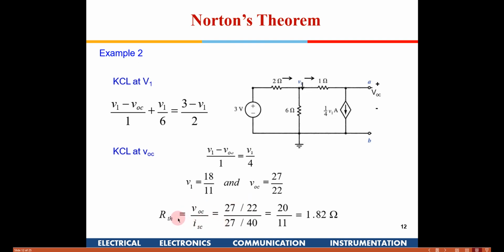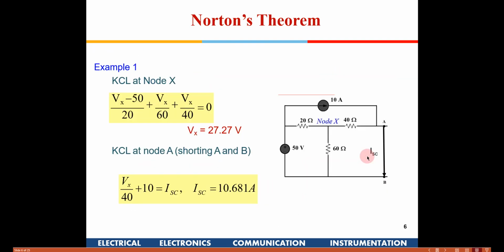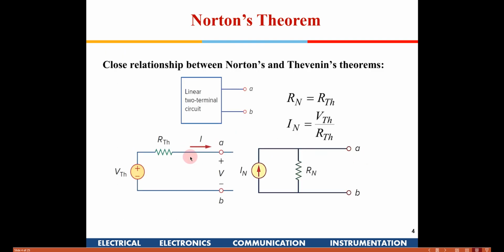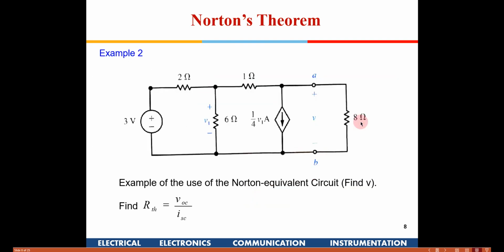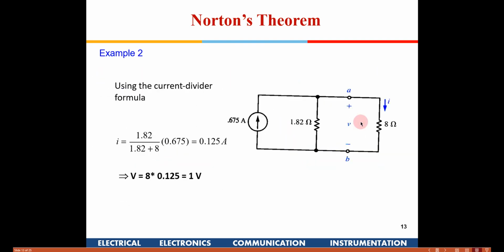Not necessarily every time you need to find out an RTH by the standard rule. If you are going to get a solution in an easier method by trying to find out VOC, you can always do that. And since we have seen the relation between VTH and RTH, even if you find out VTH, then RTH can be found out by using VTH divided by IN. So this formula we can use to find out RTH. Okay, so that was another example of it.